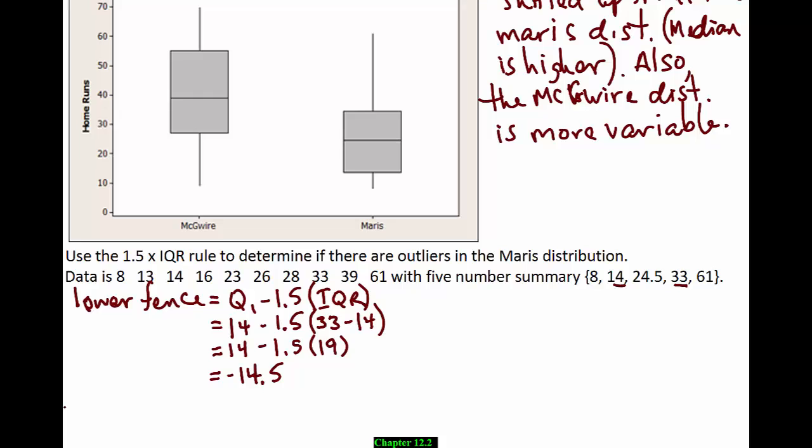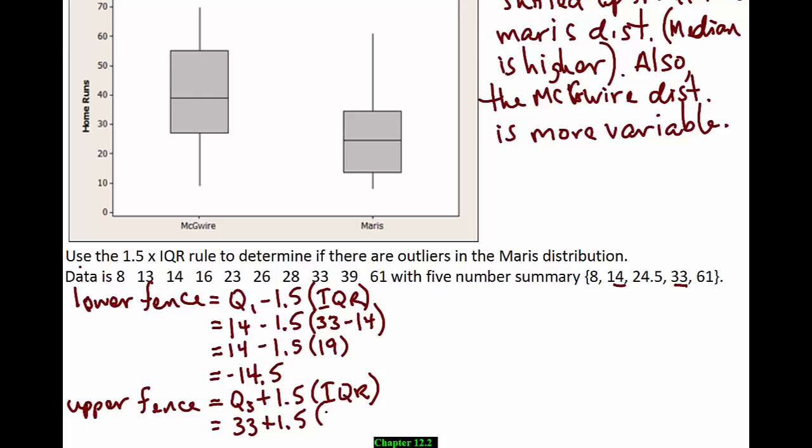Now the upper fence is the one we're interested in, because by our picture it looks like we might have an outlier in that upper end, and that's going to be Q3. Remember, we're looking above the top of the box, so plus 1.5 times the interquartile range, and Q3 is 33 plus 1.5 times 19. We've already computed that interquartile range just a moment ago, and that ends up being 61.5. So we can see that our maximum is 61.